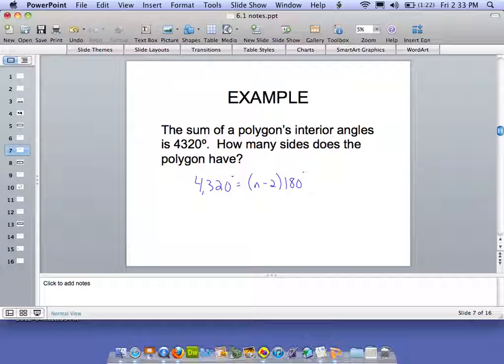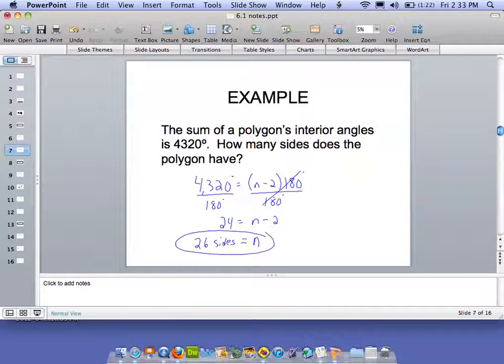Now you can do this 2 ways. You can either divide both sides by 180, or you could distribute the 180. I'm going to choose to get rid of the 180, so I'm going to divide both sides by 180, and that's going to give me 24 equals n minus 2, and if I add the 2 over, I get 26. So my polygon has 26 sides if the angles add up to 4,320 degrees.